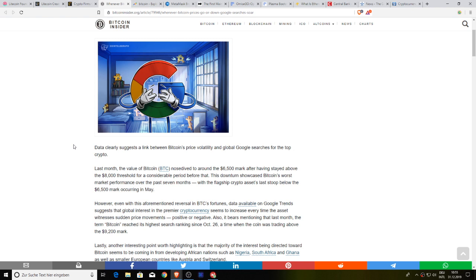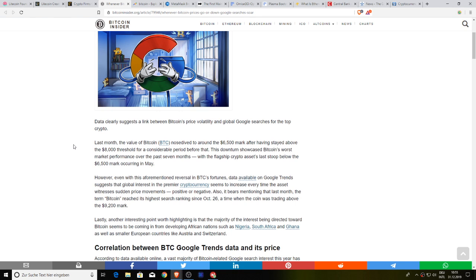Also, it bears mentioning that last month, the term Bitcoin reached its highest searching ranking since the 26th of October, a time when the coin was trading above $9,200 US. Lastly, another interesting point that we even went over, I think, a couple of months ago as well, that I found very surprising. Another interesting point worth highlighting is that the majority of the interest being directed towards the word Bitcoin seems to be coming in form of developing African nations such as Nigeria, South Africa, and Ghana, as well as smaller European countries like Austria and Switzerland.